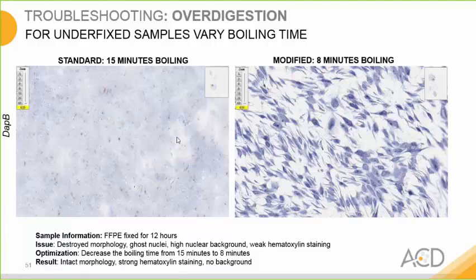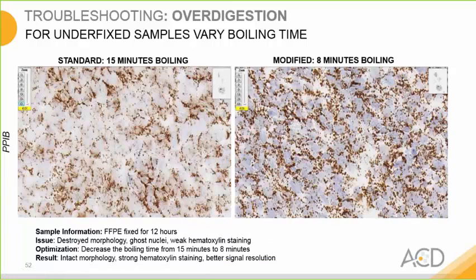So when boiling time in target retrieval is reduced, you can see that the morphology is restored, and you get really strong hematoxylin stain and no background with the negative control. Okay. So for positive control, PPIB, when the pretreatment condition is optimized, you can get much better signal resolution. The dots are punctate, and also the tissue morphology looks better.